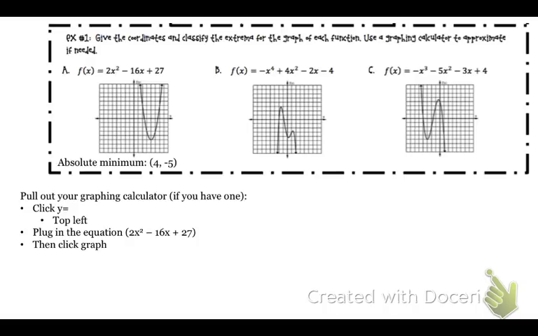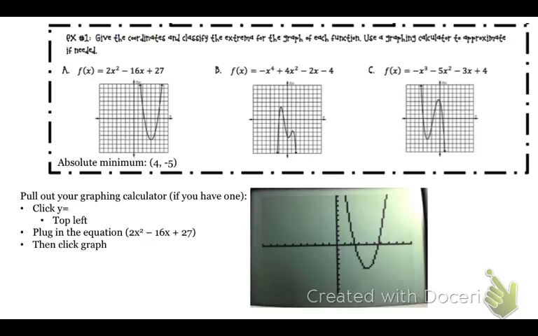Okay, sometimes the graph doesn't work though. So I want you to pull out your calculator if you have one and go through this with me. First you're going to click Y=, this is the top left. Then you're going to plug that equation in, so 2x squared minus 16x plus 27, then click graph. And you should get that right there, which is the same graph that we have up on the top. And if it doesn't look like that, click Zoom 6 and it'll get to this point. Zoom 6 is usually your standard window. It'll just put it back to standard.